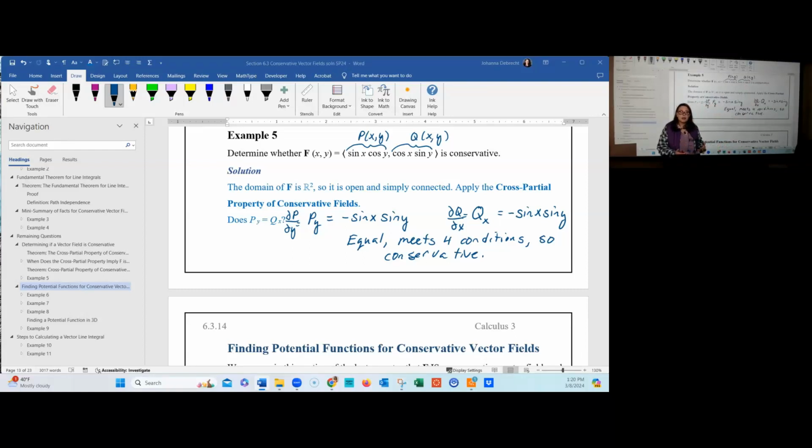Because these are equal, and because it is an open, simple, and connected region, then I know that meeting all four conditions means that it is, in fact, a conservative vector field. Then I could find a potential function, and I could use the fundamental theorem for vector line integrals to compute the integral of F dot dr over a curve, rather than using F of r of t dot r prime of t.